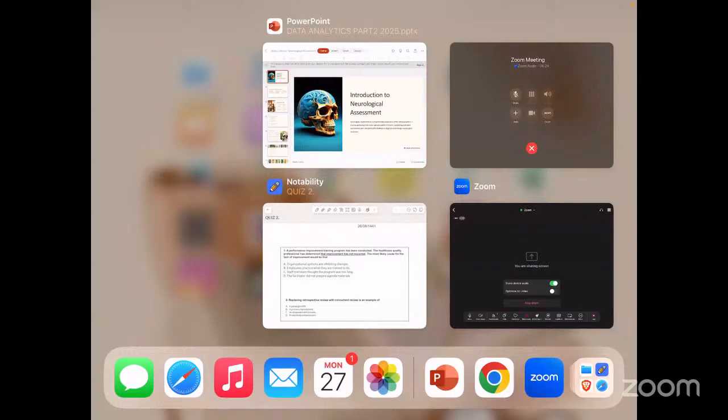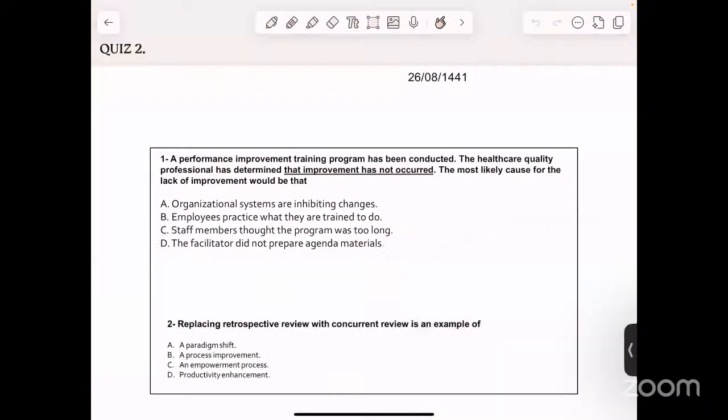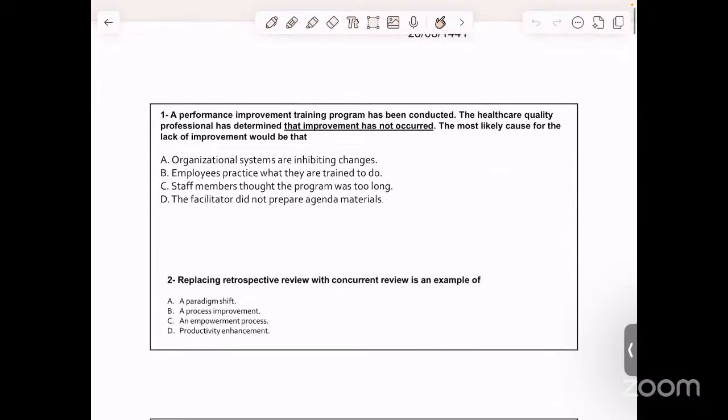Final quiz number 2. Number 1, a performance improvement training program has been conducted. The healthcare quality professional has determined that improvement has not occurred. The most likely cause for the lack of improvement would be that A, organizational systems are inhibiting changes.